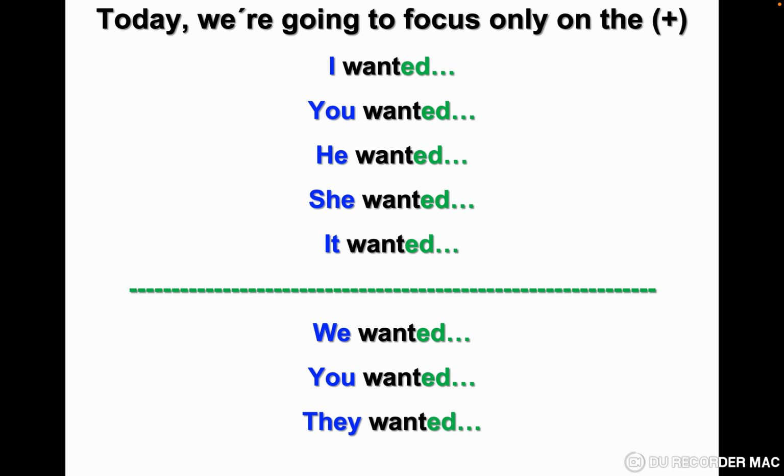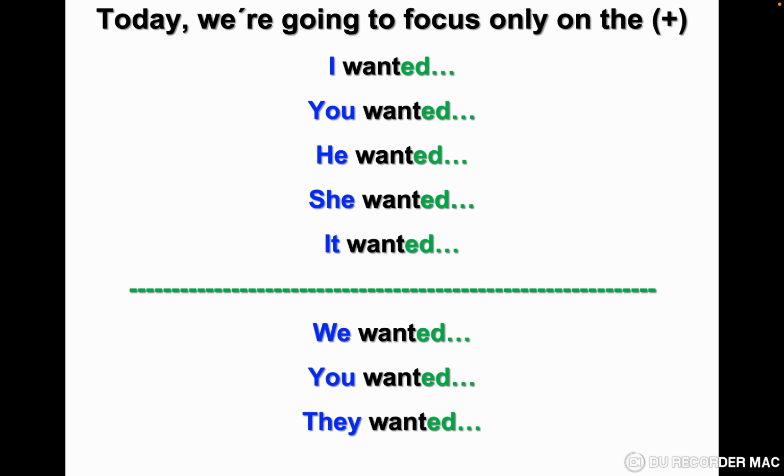So today we are going to focus only on the positive. We are not going to focus on the negative and the question. Some students will say, why? Why just positive? Why aren't we going to study negative and question? The answer is very simple. So the verb want in the past is wanted.